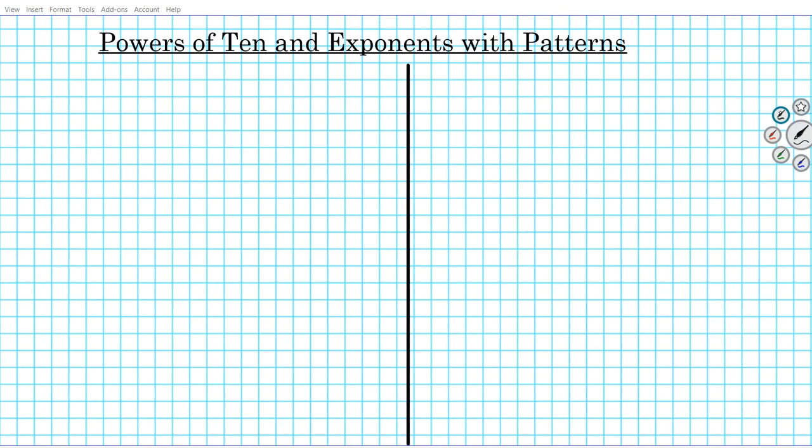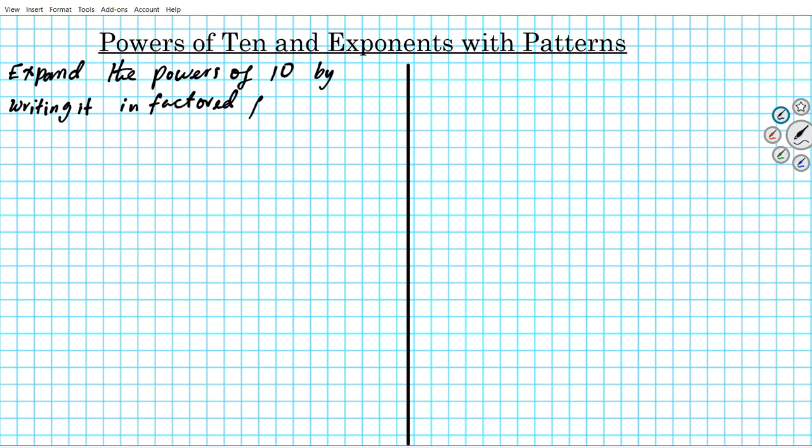Alright, let's take a look at the instructions for question number 1. Instructions are as follows. We are to expand the powers of 10 by writing it in factored form using tens first. Okay, so you have to first write down the power of 10 in factored form using tens, and then you write down what the resulting answer is.